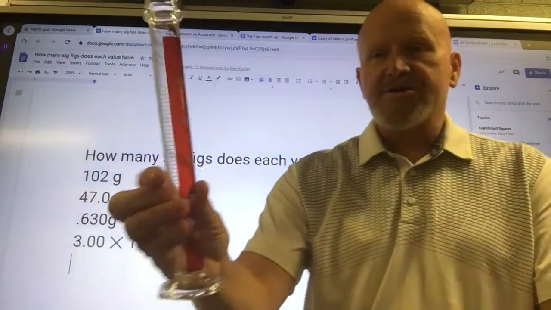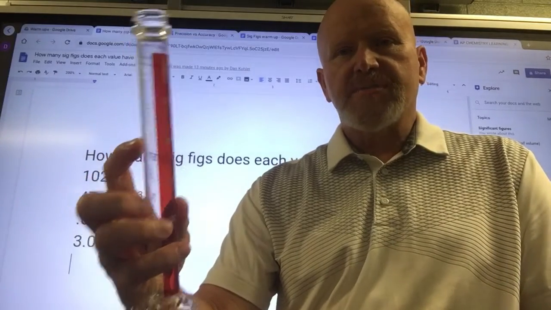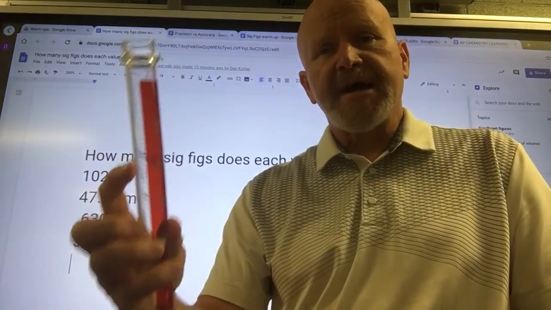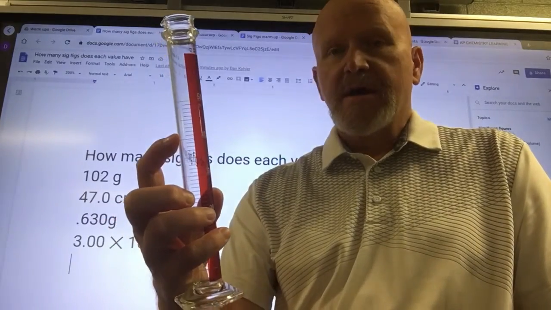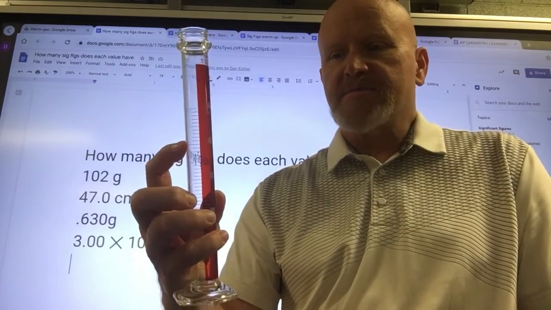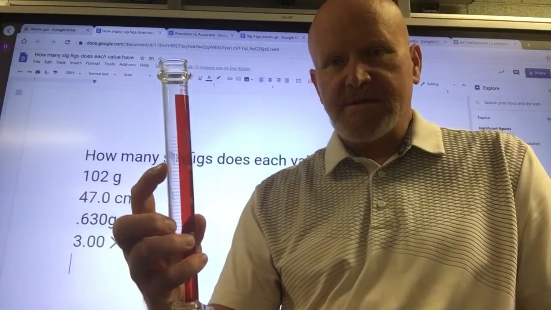Because of these little notches right here that you can see, you have to estimate where it is in between those notches. So you can estimate to the tenth of a milliliter. And when you're using non-digital devices in the chem lab or in the physics lab or in engineering or any kind of measuring, there is an assumption that the last measurement is an estimation in between the smallest divisions of the scale on that device.